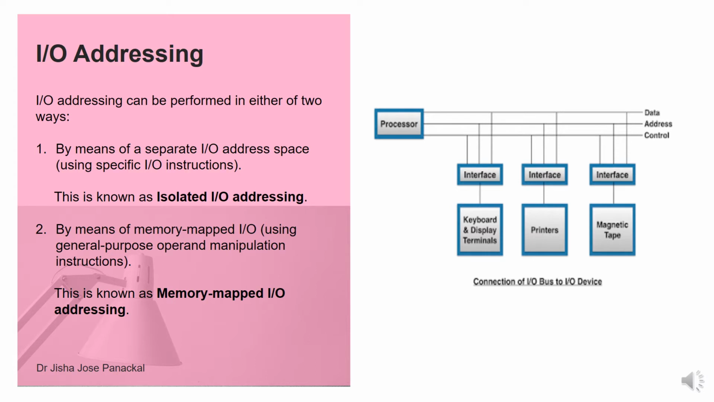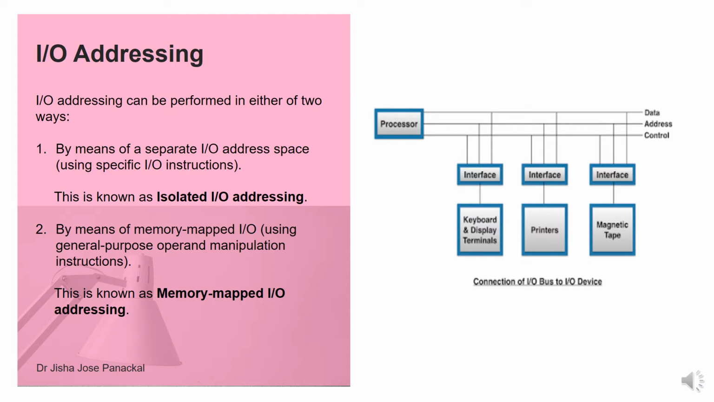We can do IO addressing in two ways. First one is by means of a separate IO address space, that is using specific IO instructions. This is also known as isolated IO addressing. And the second method is by means of memory mapped IO, or using general purpose operand manipulation instructions. So this is known as memory mapped IO addressing. So these are the two ways that we can do this IO addressing.